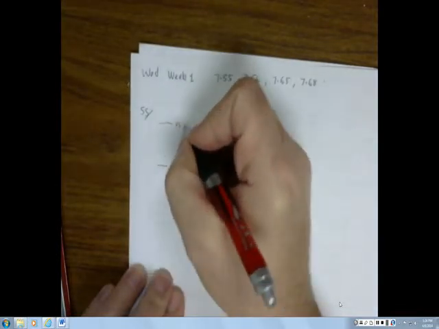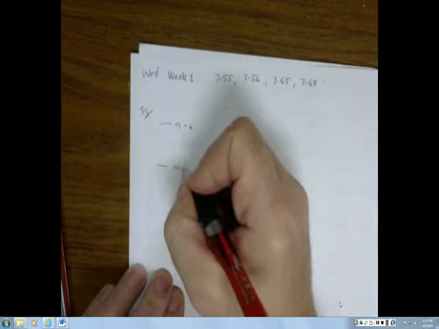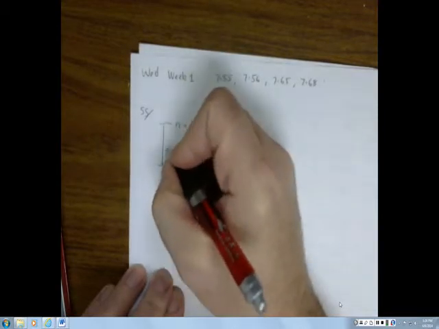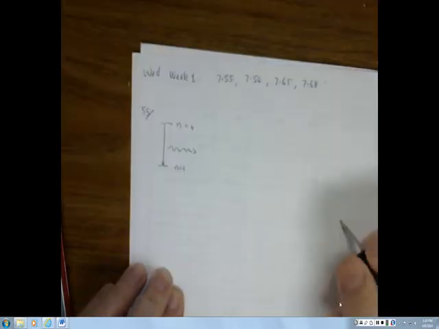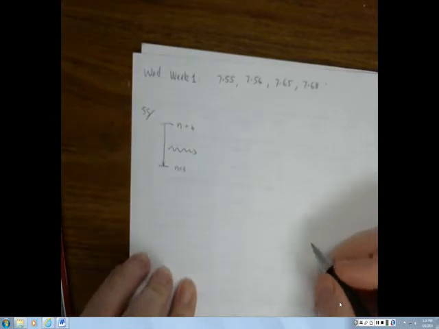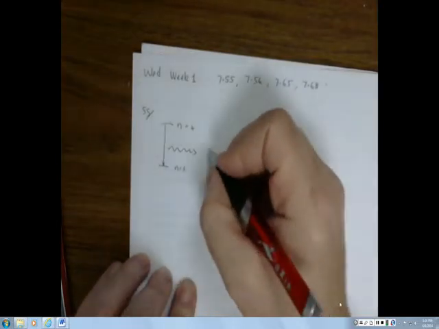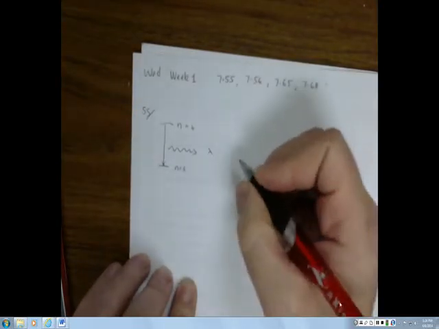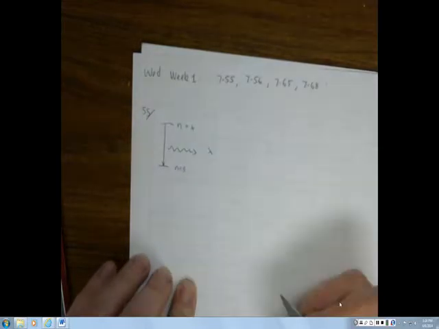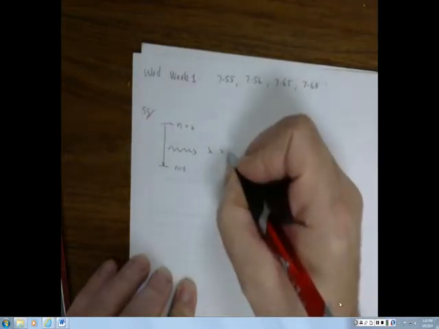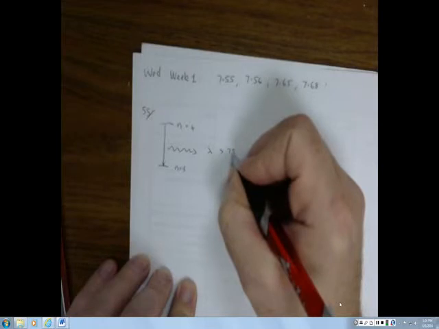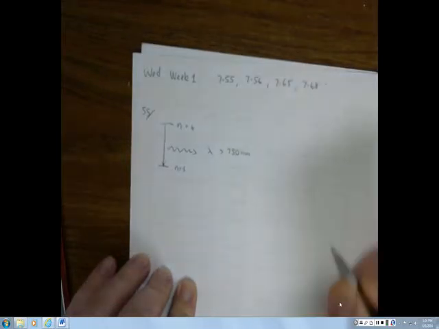N equals 4 to n equals 3 falls down there, radiates some light. And what do we know? Well, it's ending in n equals 3, so that means that the wavelength is going to be in the IR, so it means that it's going to be greater than about 750 nanometers.